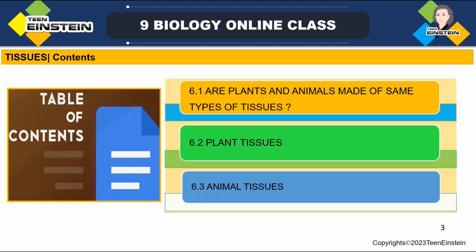In this chapter, we are learning about plants and animals. Are they made up of the same type of tissues or not? Then what are plant tissues and what are animal tissues? About these three main concepts we are learning.